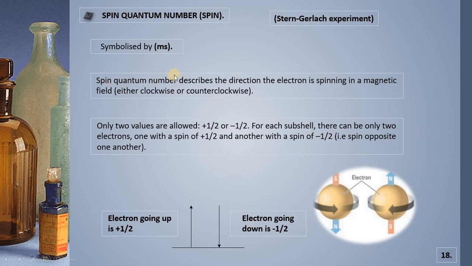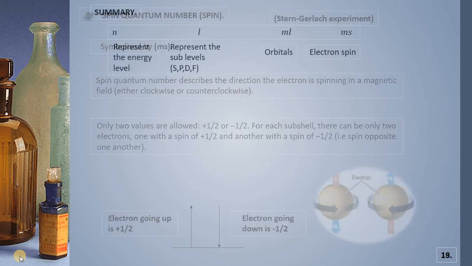So look at this. The spin quantum number describes the direction of the electron in a magnetic field, either clockwise or anti-clockwise. I illustrated it here. Electron going up is plus 1/2. Please note this. Electron going down is minus 1/2. So this is a pictorial illustration again. You can see it's going down, going up.